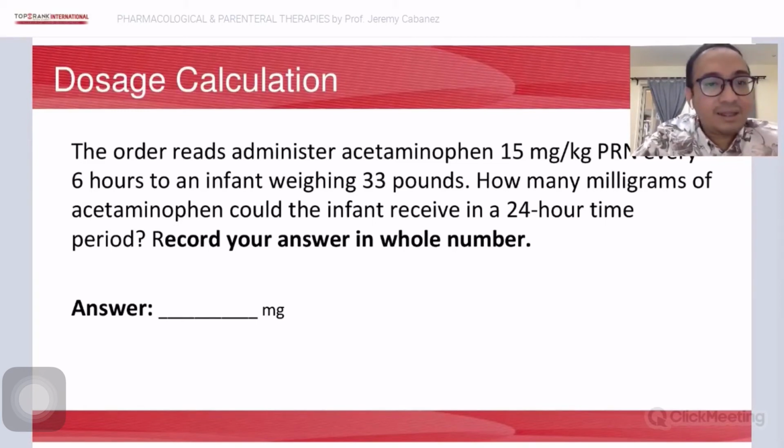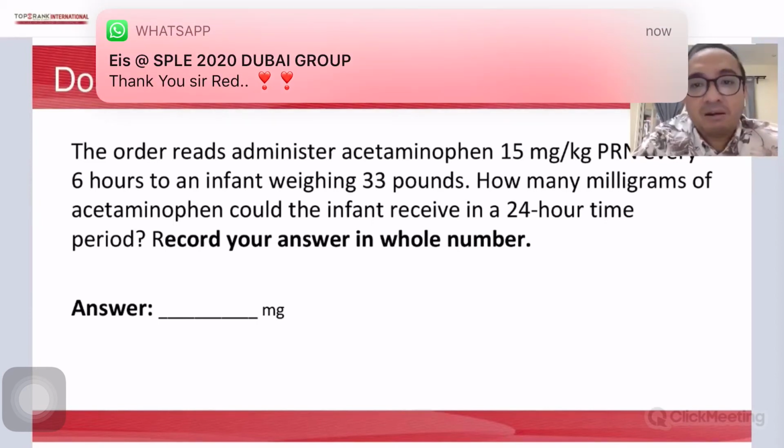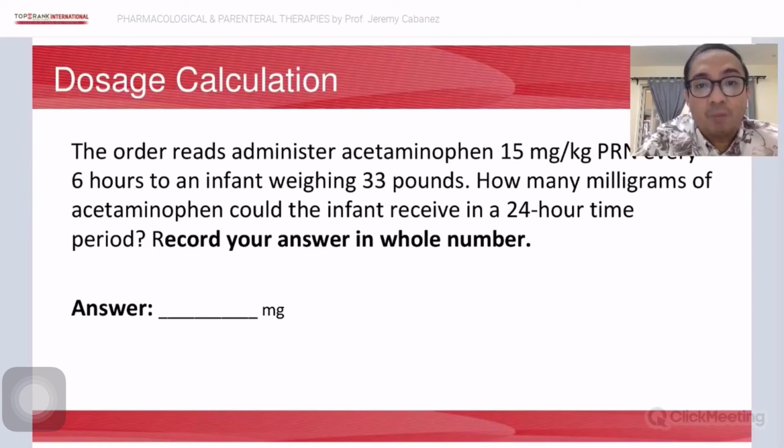First, ang tawag natin dito, the doctor's order. First, the order reads, administer acetaminophen 15 mg per kilogram PRN every 6 hours to an infant weighing 33 pounds. How many milligrams of acetaminophen could the infant receive in a 24-hour time period? Sige, kunin mo muna yung doctor's order. At ano ang doctor's order?